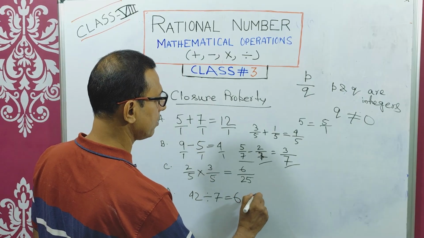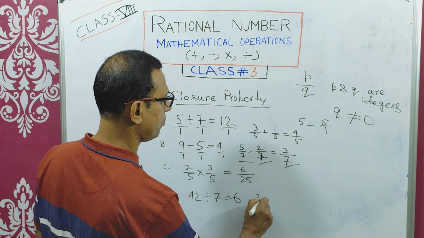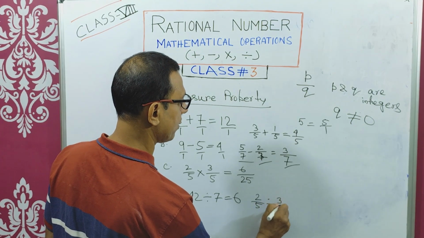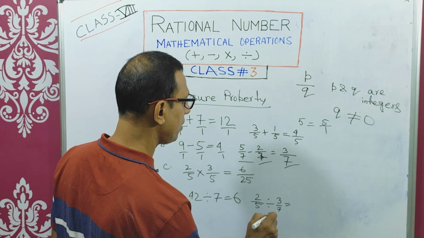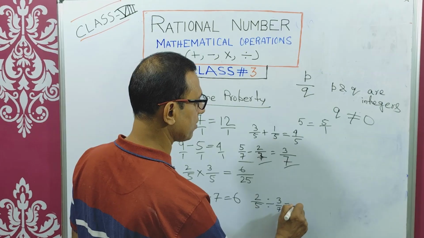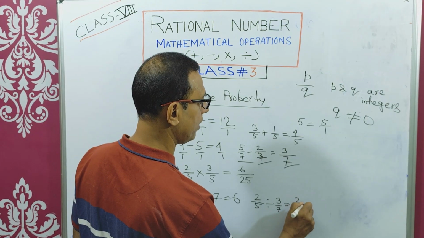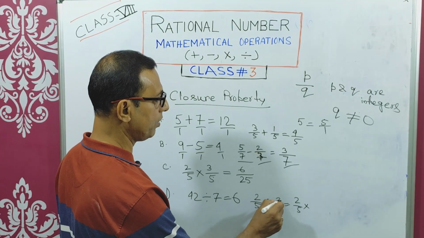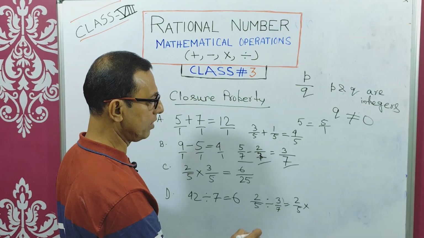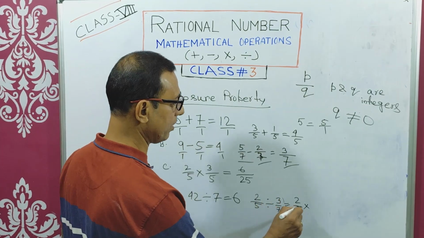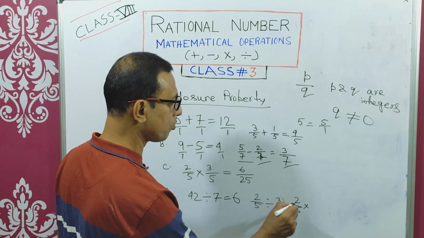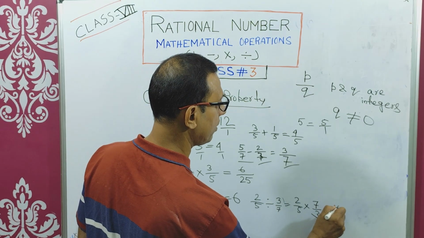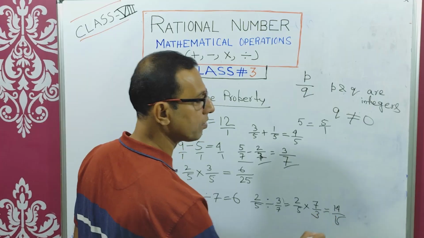Or if you do it like this, 2 by 5 divided by 3 by 7. You know how to do it? Actually 2 by 5 divided by 3 by 7 means 2 by 5 into, when you change the sign, you need to take the reciprocal of this. Reciprocal means flip the numerator and denominator. So 2 by 5 divided by 3 by 7 means 2 by 5 into 7 by 3. So it gives the result 14 by 15. So it is also a rational number.